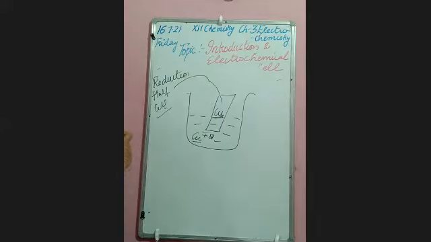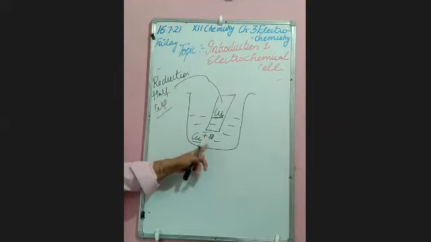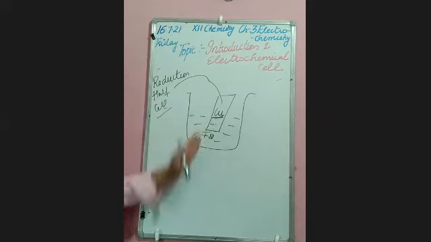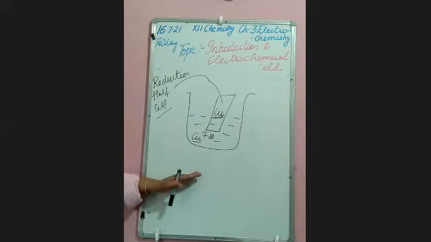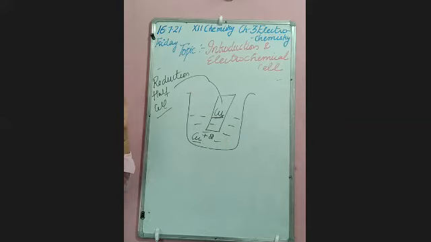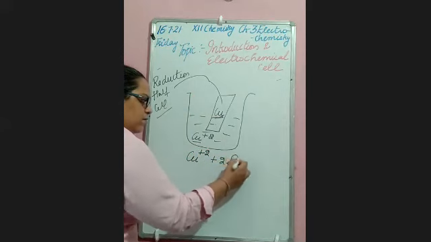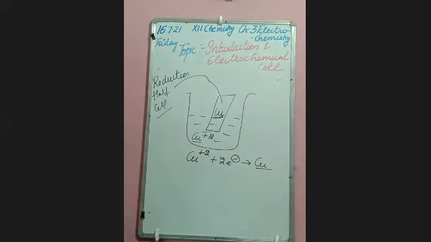Again, here the negative charge is more, while there it is less. Similarly, due to the charge difference, a potential difference is generated here, which is known as the reduction potential. Suppose copper will take 2 electrons and form copper. Gain of electrons is reduction.